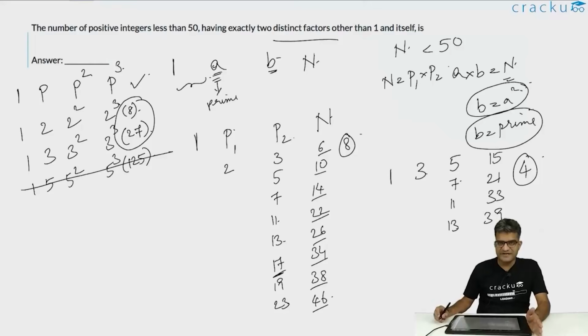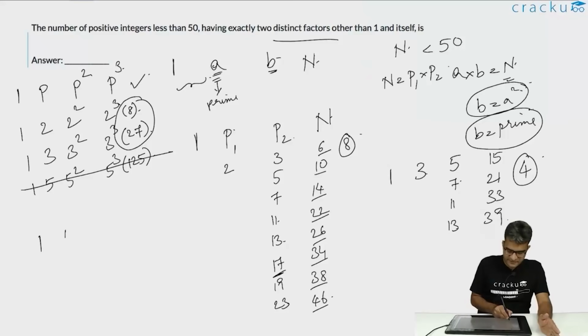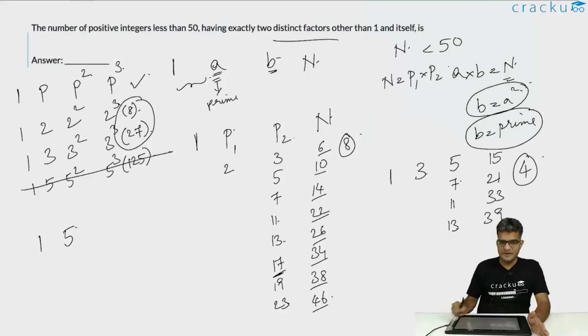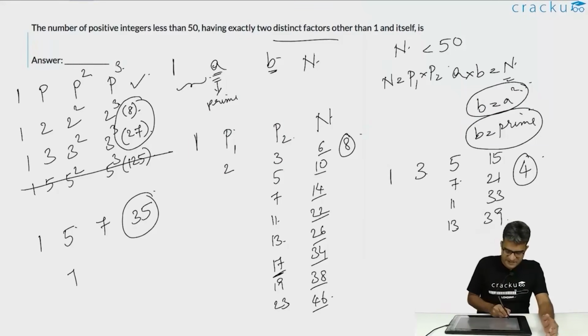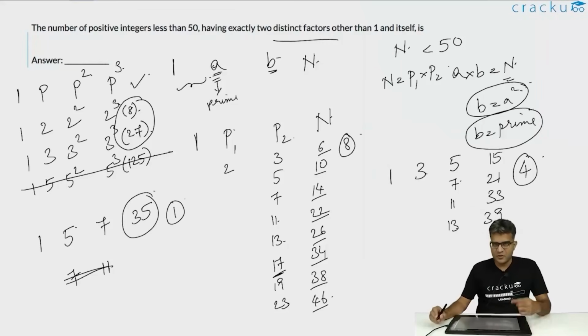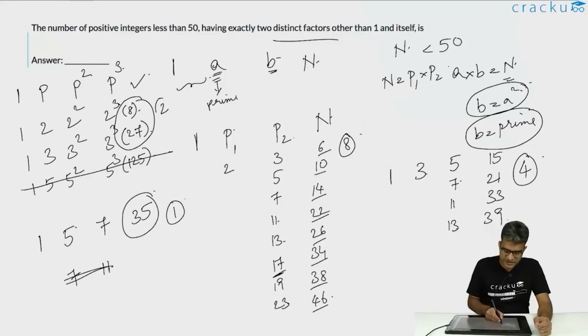What will happen when P1 is 5? So we have 1, 5 and the second prime number P2 has to be 7. The next prime number is 11. 5 into 11 is 55, which is greater than 50. So this will be 35. So the value that n will take is 35. If the first prime number is 7 and the second prime number is 11, the product itself is 77. So this can be cancelled.